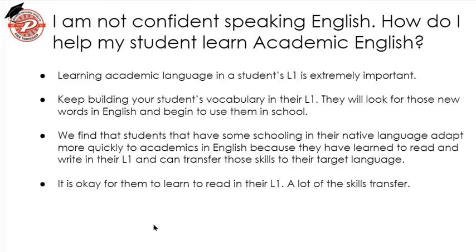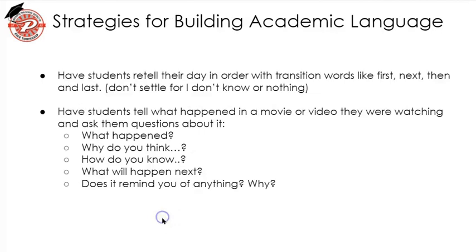So we see a lot of kindergarten students that start learning a new language in kindergarten when they come to school take a little bit longer to learn how to read than those students that arrive in second or third grade and have had some schooling in their native language. So it's okay to teach them how to read. A lot of those skills will transfer.